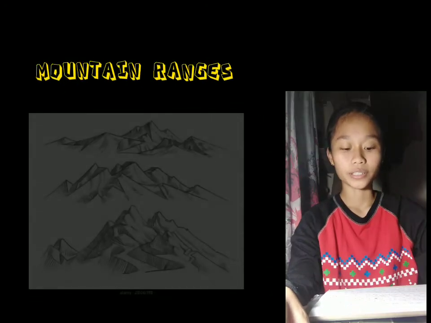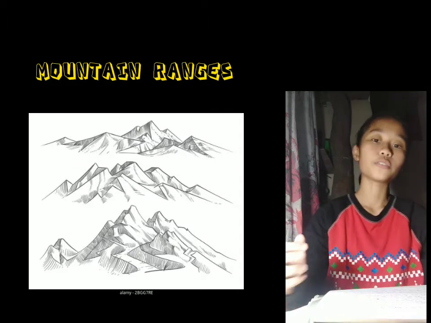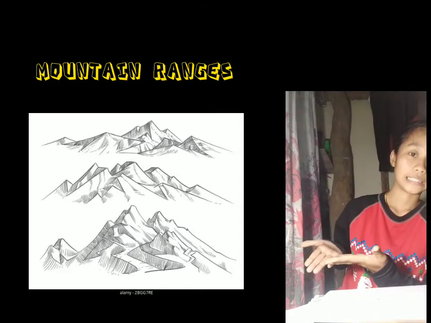Mountain ranges. It is a series of mountains or hills arranged in a line and connected by high grounds. And it looks like this. So now, let's proceed to the discussion.